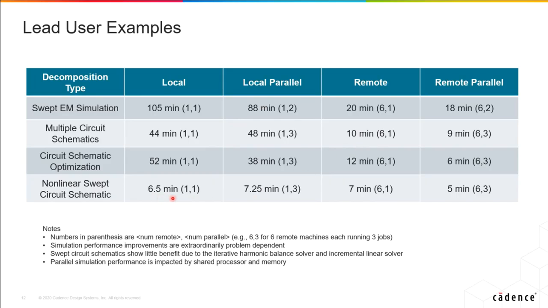And if we look at this nonlinear swept circuit schematic, we see it even gets worse for both, with seeing a minimal advantage in remote parallel. And the reason for that, as is described down here, is that swept circuit schematics don't show much benefit for this one because of the iterative harmonic balance solver, an incremental linear solver. So when you have an iterative solver, it relies on previous results, and if you distribute that, you might lose that advantage. That doesn't mean that it cannot be beneficial, but we wanted to point out that it doesn't solve all your problems always. You have to put a little bit of thought into what kind of problem you're putting towards this type of approach.